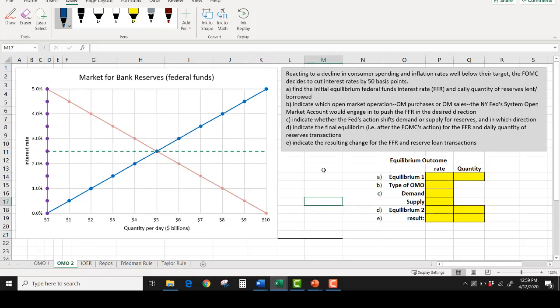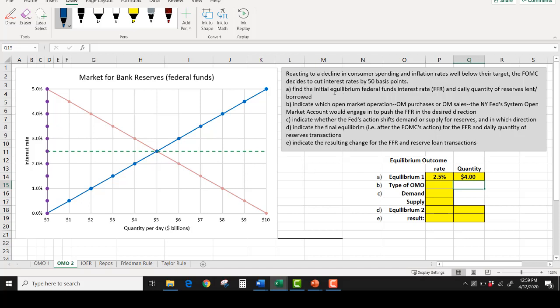Open market operations 2. Reacting to a decline in consumer spending and inflation rates well below their target, the FOMC decides to cut interest rates by 50 basis points. A, find the initial equilibrium for the FFR and daily quantity of reserves. So we are at an interest rate again here of 2.5 and 5, same equilibrium. You won't always see the same starting point in the actual assignment. Quantity of 4 billion, type of open market operation.